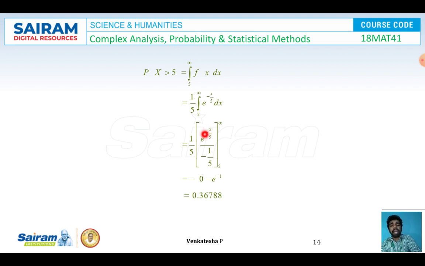So after applying the upper limit, it will become 0. So I got minus of 0 minus, for the lower limit it will become e power minus 1. After simplifying, I got the value 0.36788.